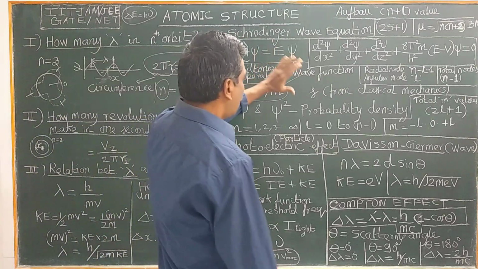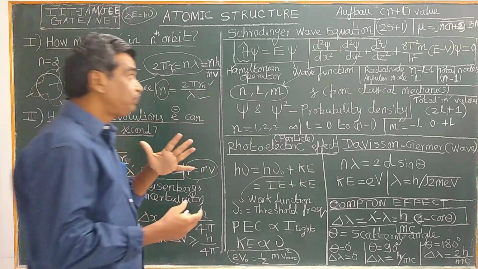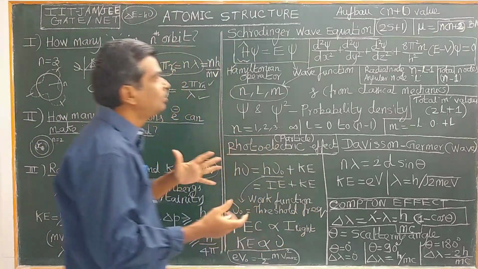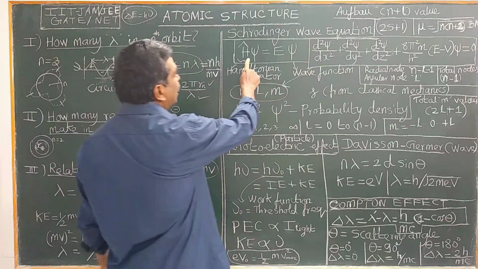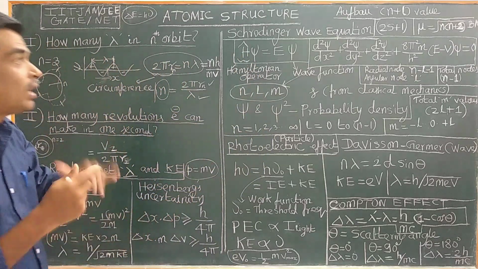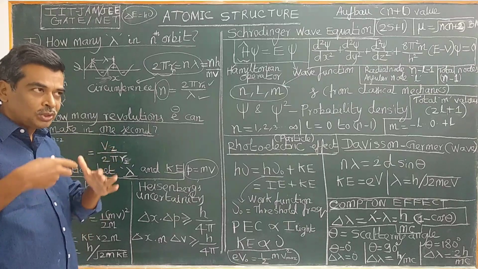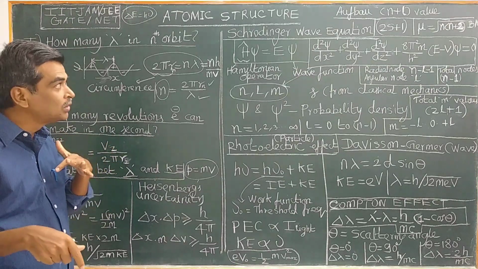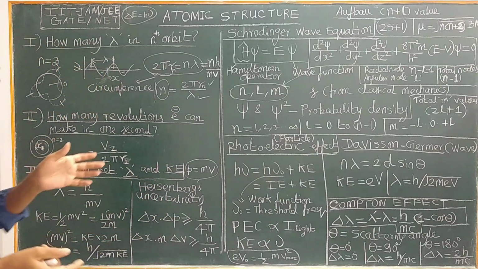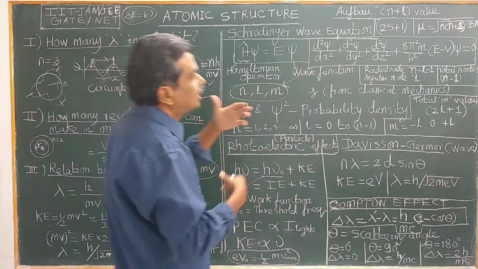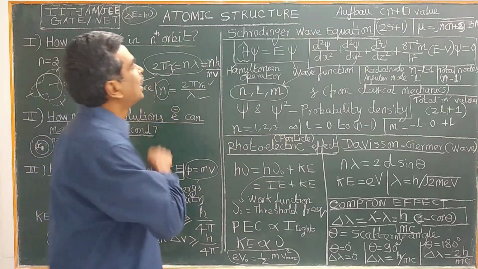Next, after the birth of quantum mechanics, quantum mechanics was used to solve the hydrogen atom problem. Bohr used classical mechanics to calculate the energy levels of hydrogen atoms. Schrodinger used quantum mechanics to obtain the energy levels of the hydrogen atom.